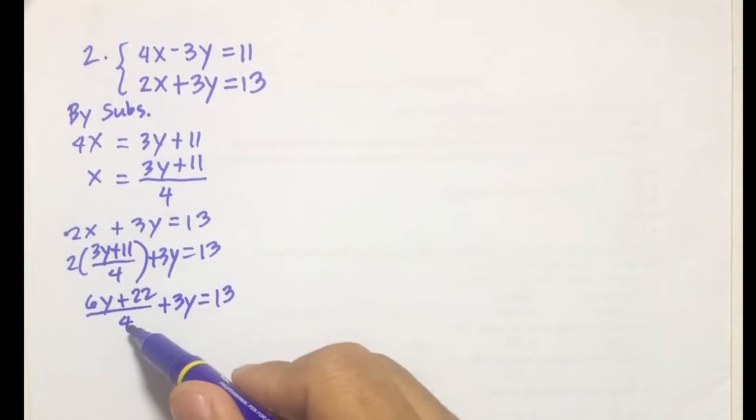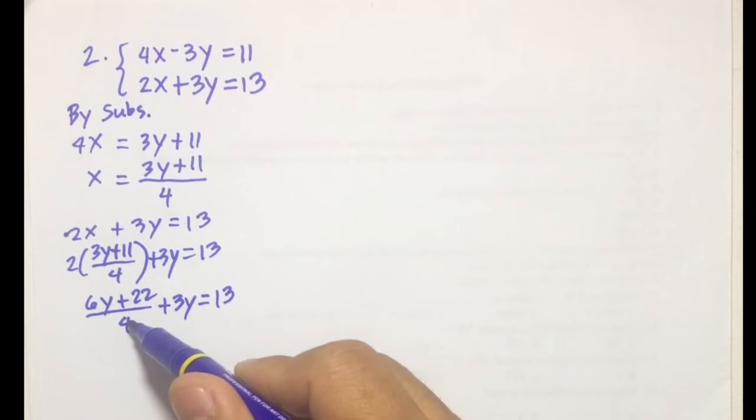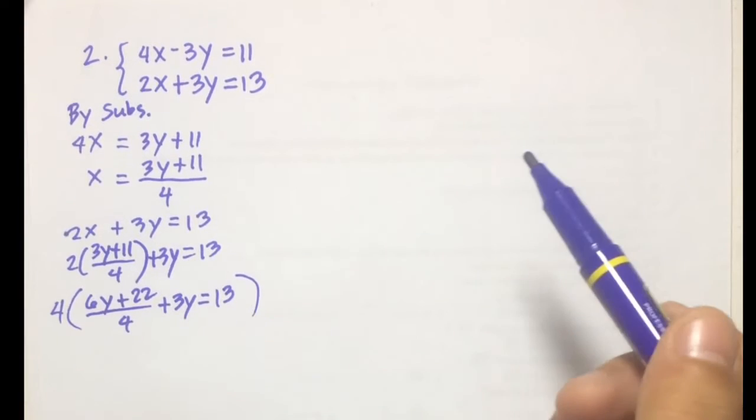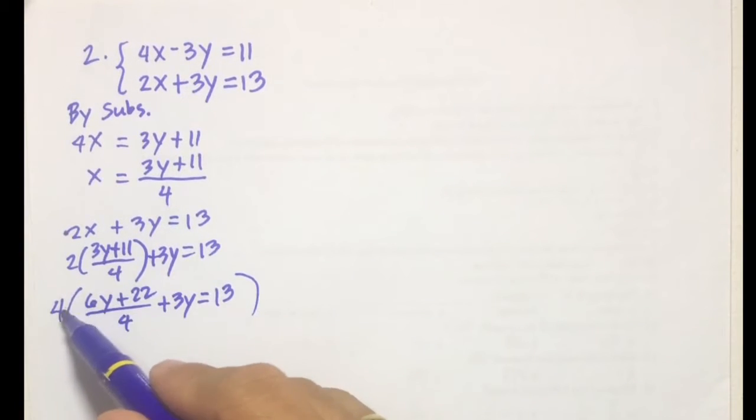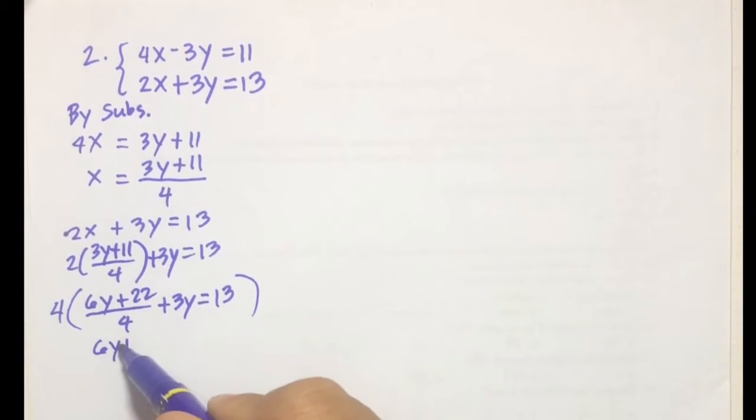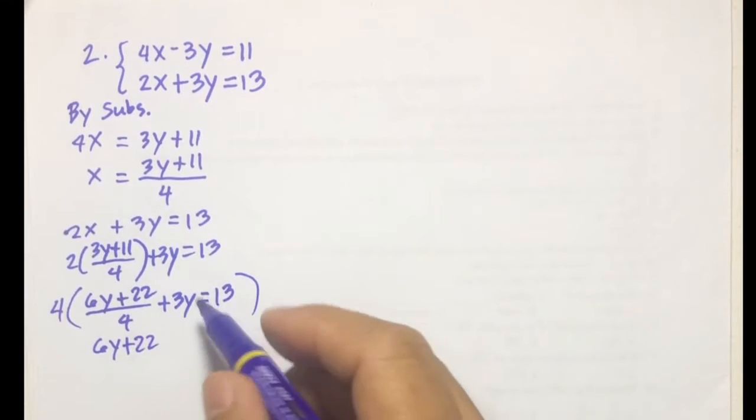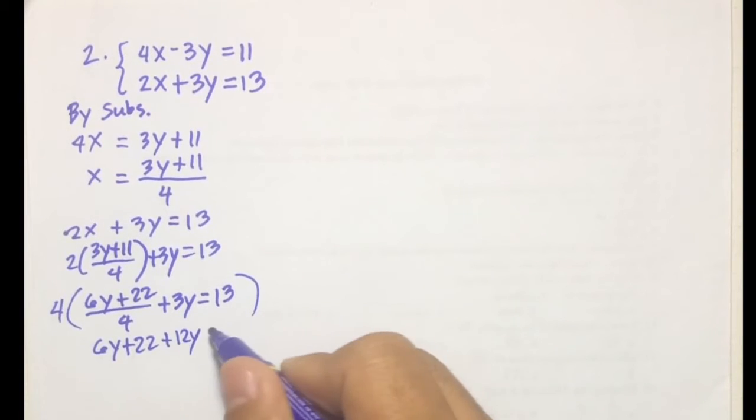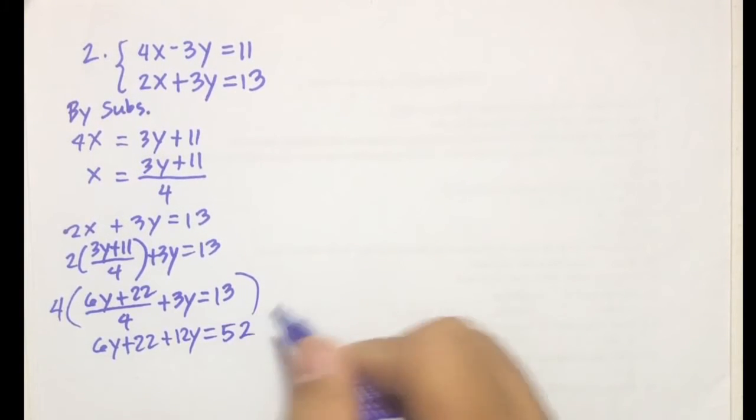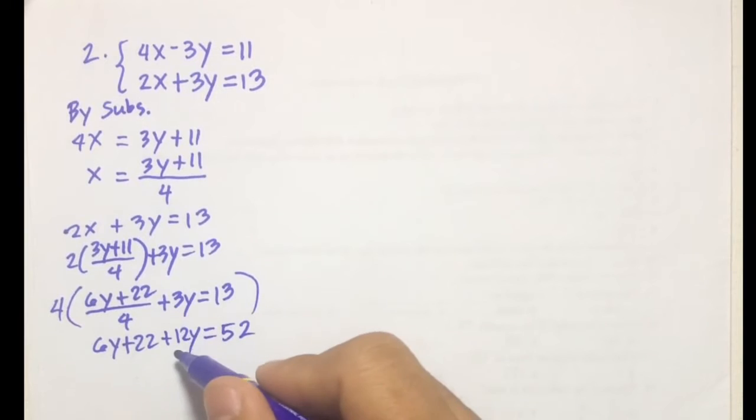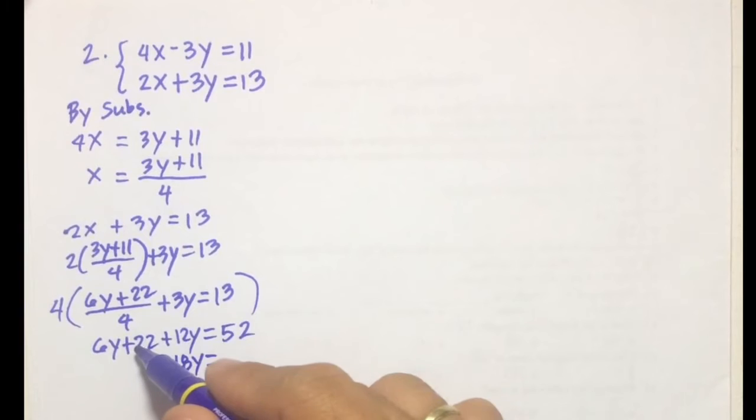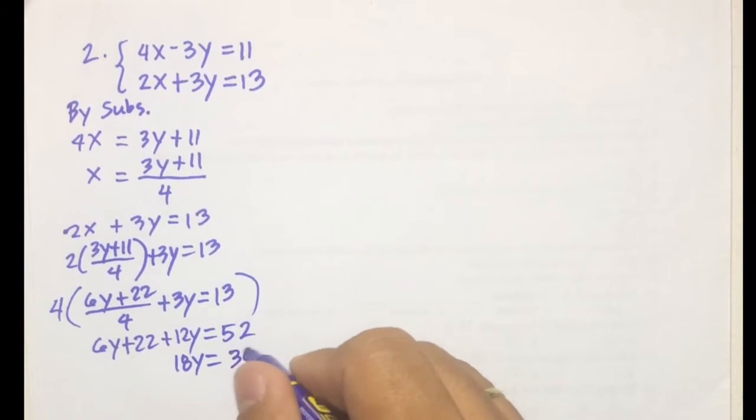Then we have a denominator 4 here, so we can eliminate this one by multiplying the equation by 4. So multiplying the equation, we are going to have 4 times 6y plus 22 over 4, that will be 6y plus 22. And 4 times 3y will be 12y. And 4 times 13 will be 52. Then 6y plus 12y is 18y. Then 52 minus 22, that will be 30.